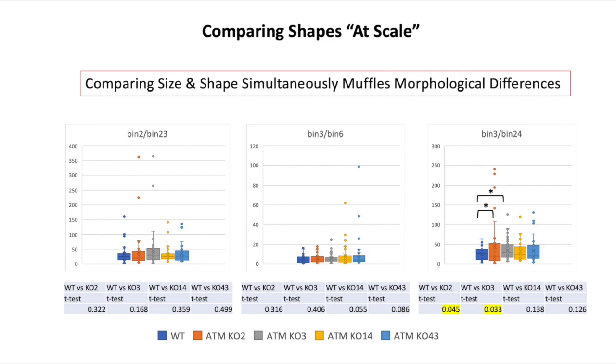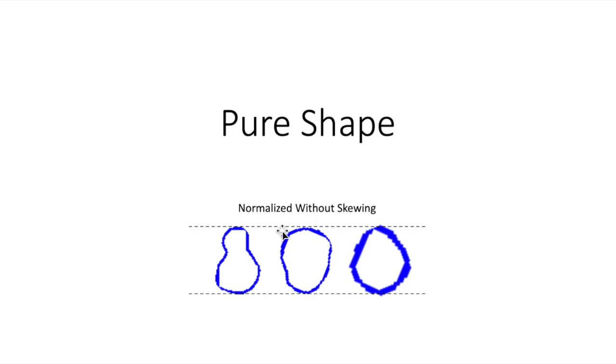So what we did next is we measured something called pure shape. As you can see here, we resized each object, right? That is, we normalized it without skewing its original shape. And pure shape is something very special to Genie.